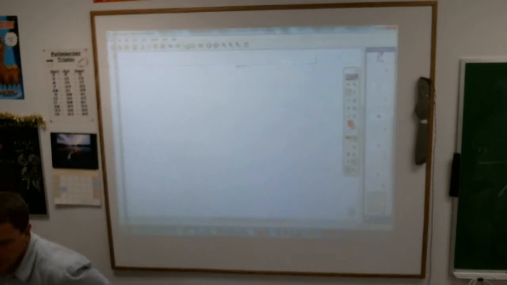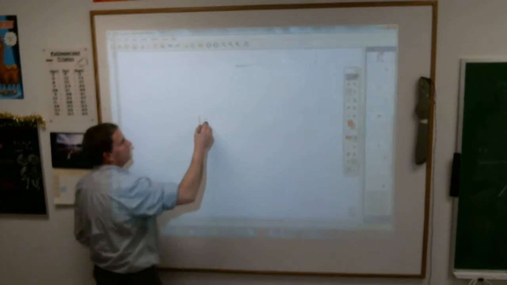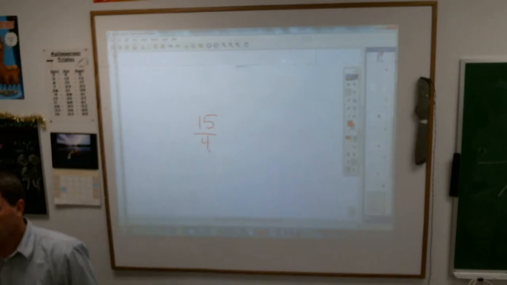Or how about 15/4? What would 15/4 be as a mixed number?